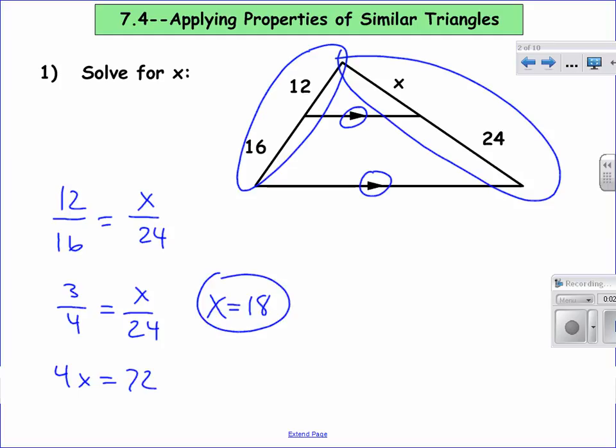Let's go ahead and put it back in and take a look here. 12 is to 16 is 18 is to 24. Does that seem to fit in your math brain? I think it does. And let's move on.